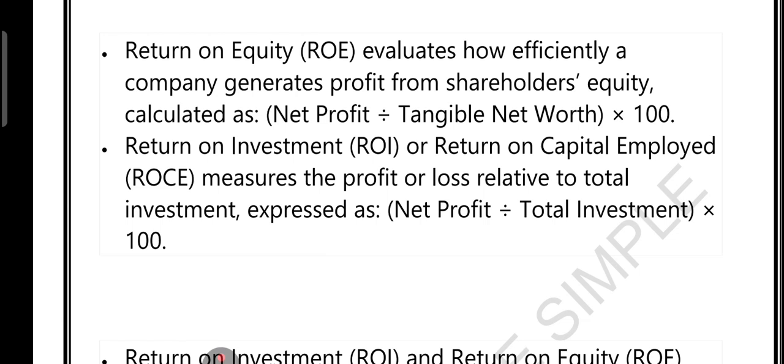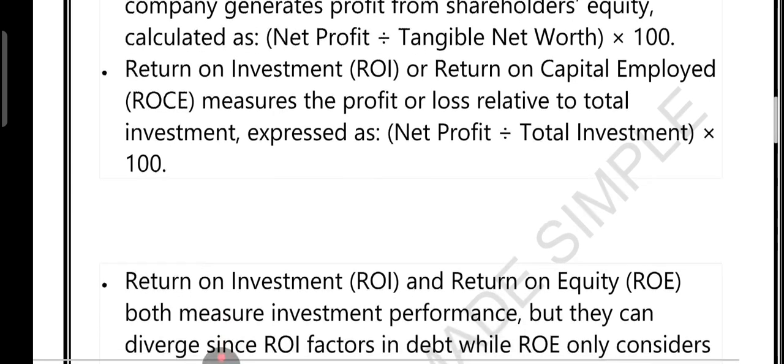There are some net worth which are intangible. Can you give me some example of intangible net worth? Please type in the comment section. So there are some net worth which are intangible, but there are some net worth which are tangible, which are actual shareholder money. So when we compare profit with respect to the tangible net worth, this is called ROE. And if we compare profit with respect to the total investment, this is called ROI, or we call it ROCE.